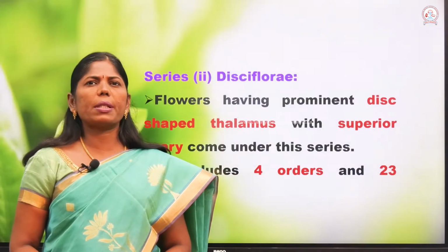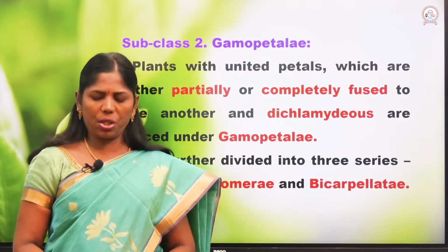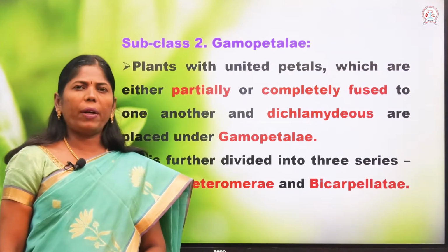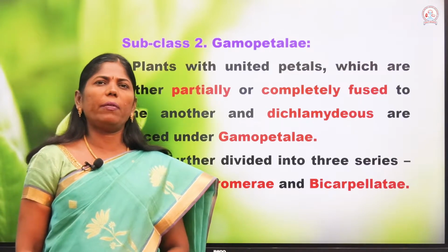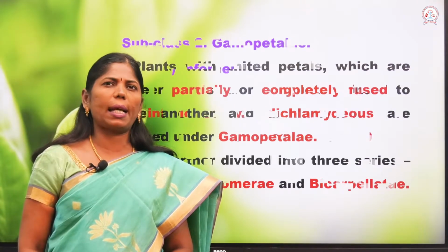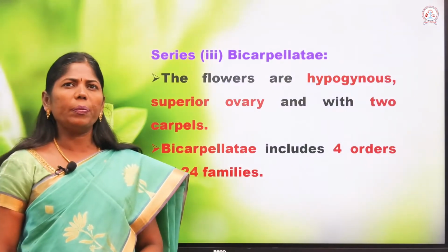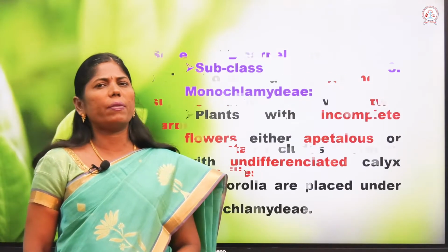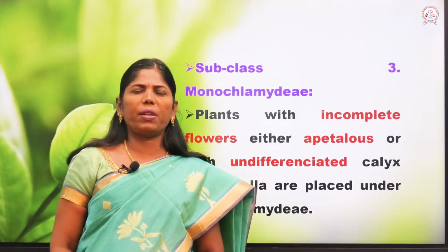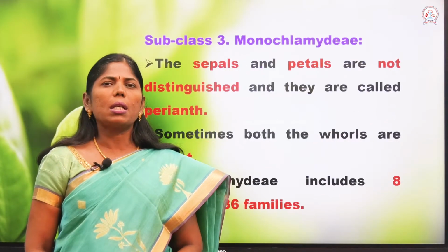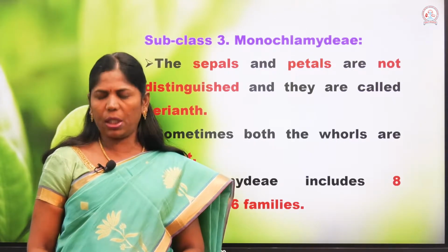Today we are going to see the phylogenetic system of classification. The phylogenetic system of classification means classifying plants by taking characters based on phylogenetic relationship. Under the phylogenetic classification we are going to see two classifications: one is the Engler and Prantl classification and another is the Arthur Cronquist classification.